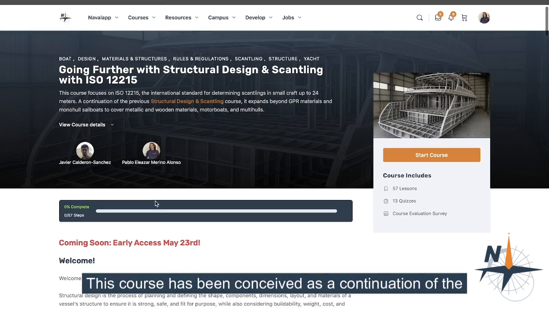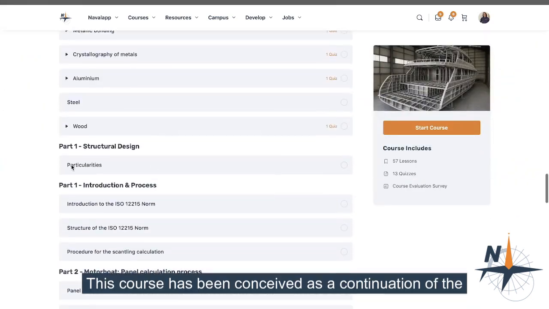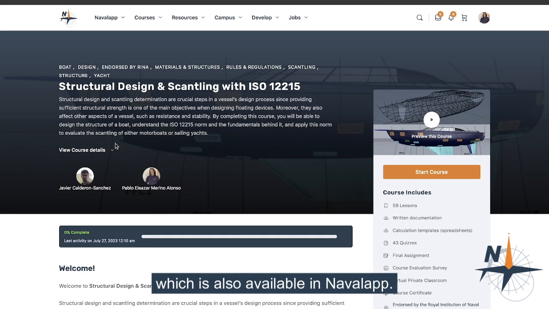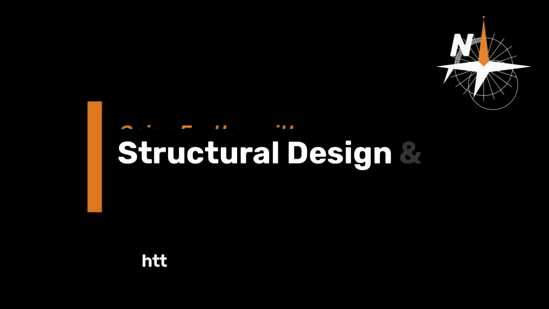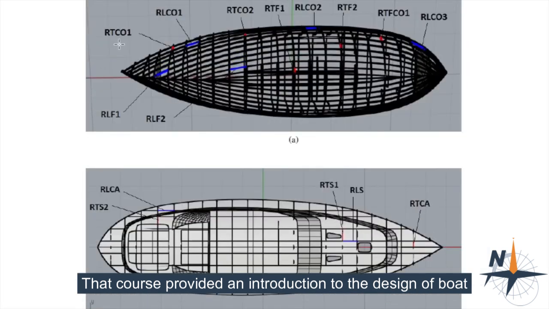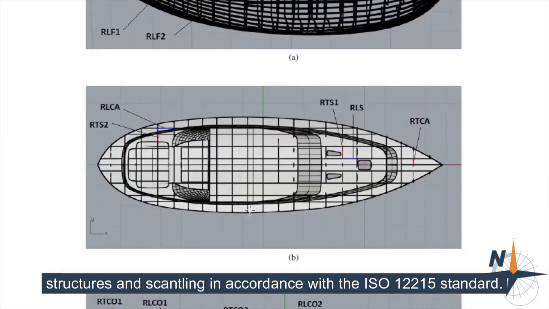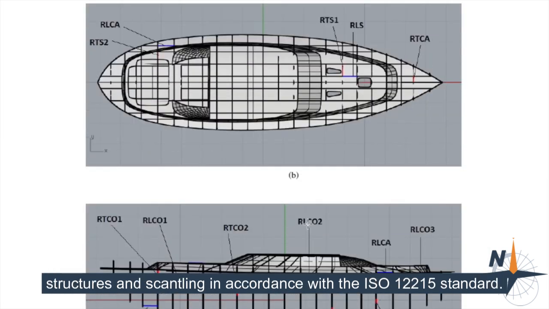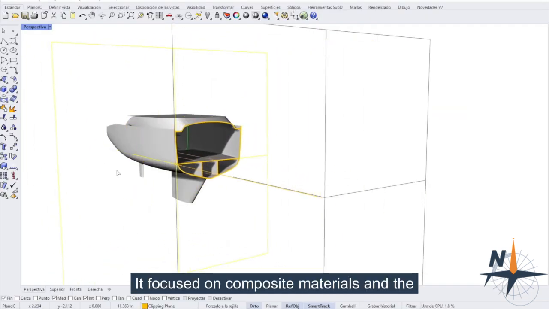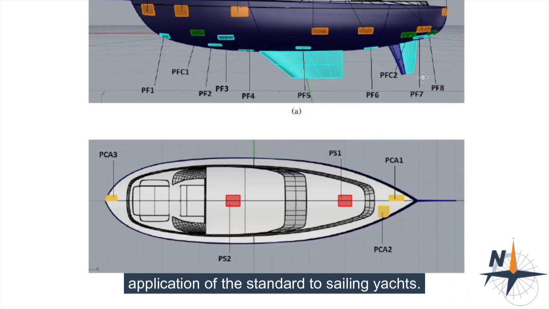This course has been conceived as a continuation of the course Structural Design and Scantling with ISO 12215 norm, which is also available in Naval App. That course provided an introduction to the design of both structures and scantling in accordance with the ISO 12215 standard. It focused on composite materials and the application of the standard to sailing yachts.